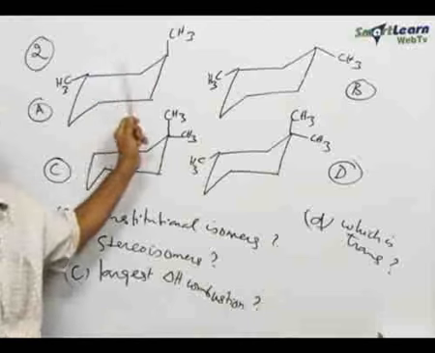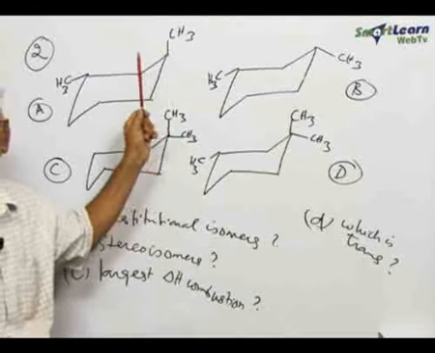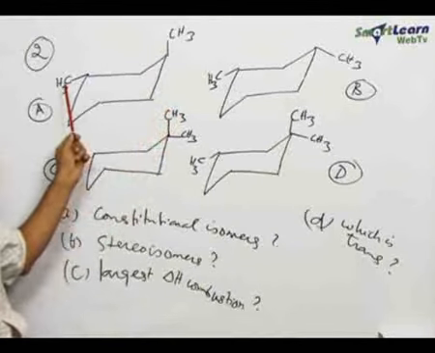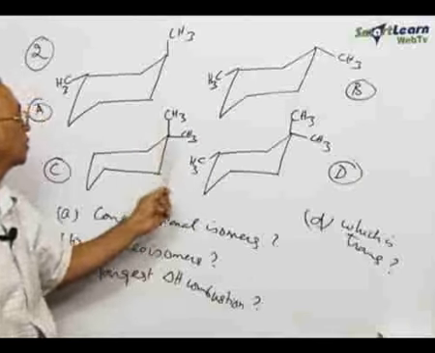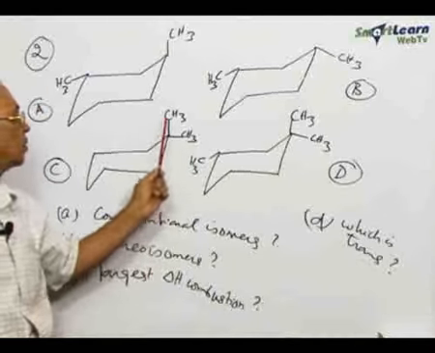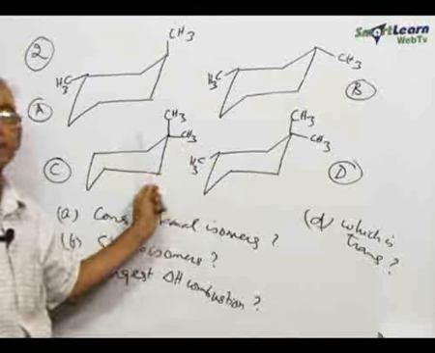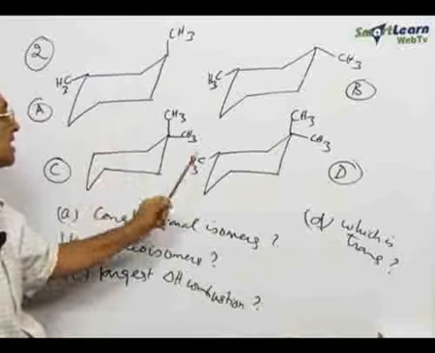The trans stereochemical assignment can be given only to compound A and not to the other compounds, because B is cis, and in the others there are more than two groups or two groups attached to the same carbon, so those concepts cannot be applied. Therefore, the trans compound is only A.